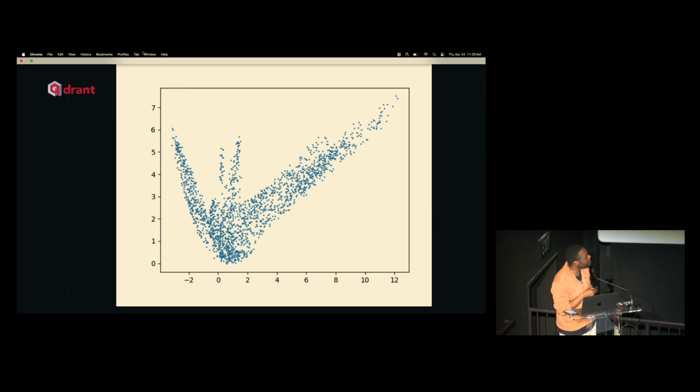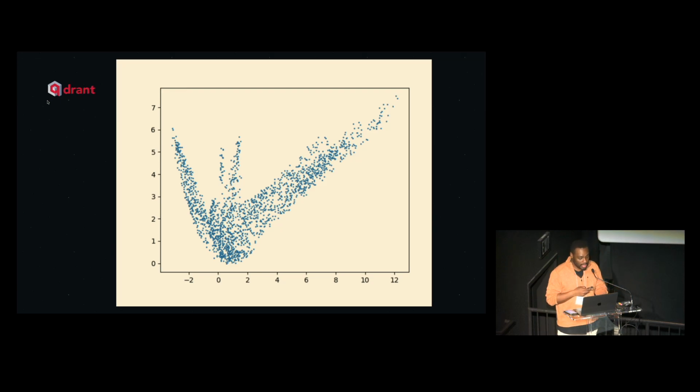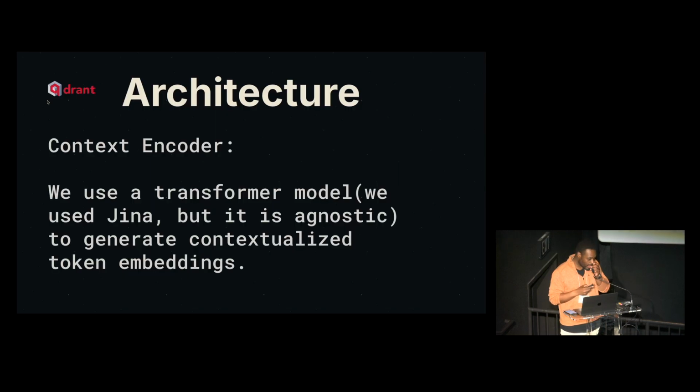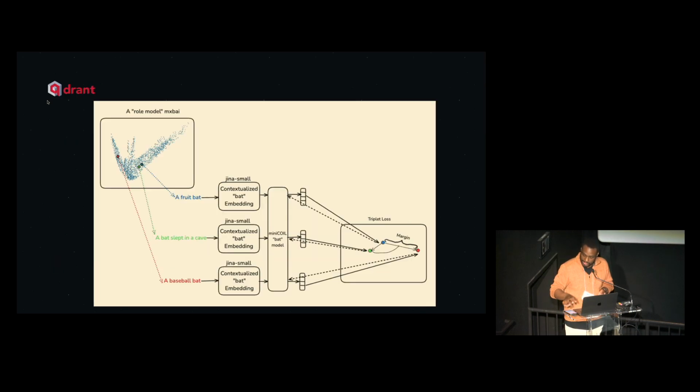We've got this little group here, this one up here, that one. And yeah, it's baseball bat, fruit bat, cave bat. And obviously there are other kinds of bats, and it's not going to be perfect. But all of a sudden, if I go back here, we can get information on what's going on. So what we do first is we're going to have that role model, which is Mixedbread AI. And then down here, we've got Jina small models.